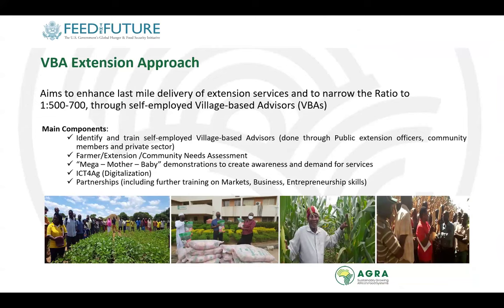So in terms of the VBA approach, we are striving to reduce the gap so that the extension-to-farmer ratio is between 1 to 500 or 700 through the use of VBAs in partnership with key private sector and other development partners. Among the main components, first we identify them and support them in capacity building in collaboration with other partners. We also conduct a brief and quick assessment in that particular geography to see how many extension officers are available in a particular region, ward and village, so that we can visualize the coverage and challenges facing farmers in that area.